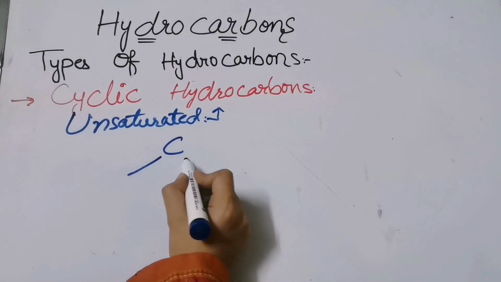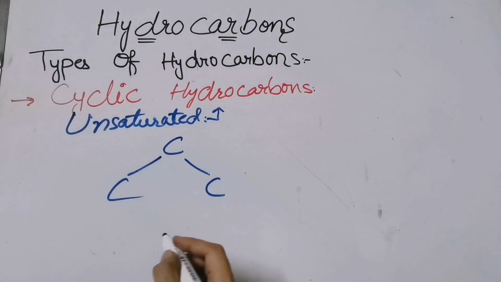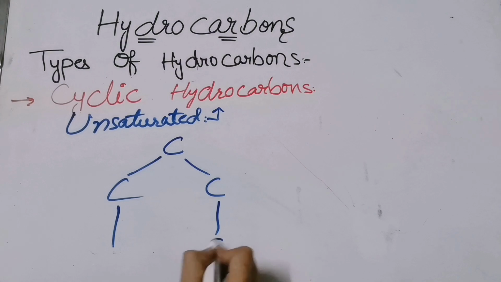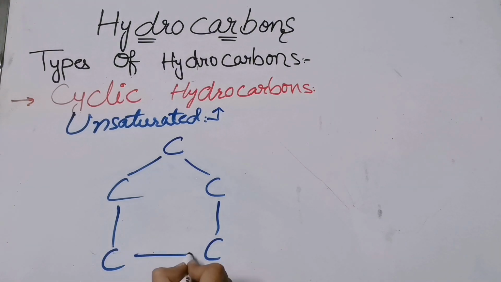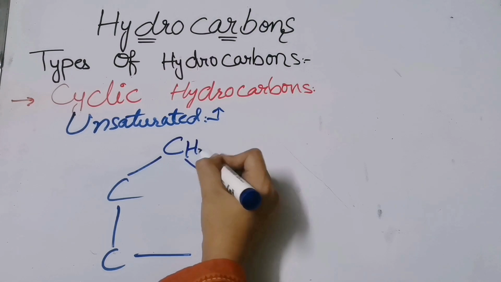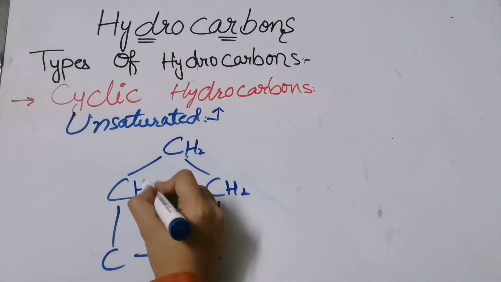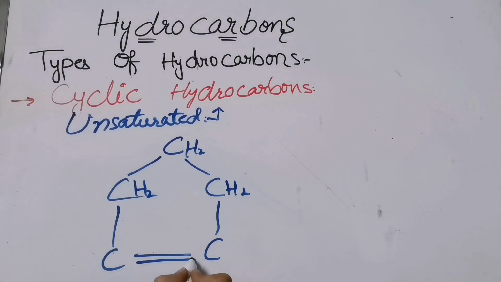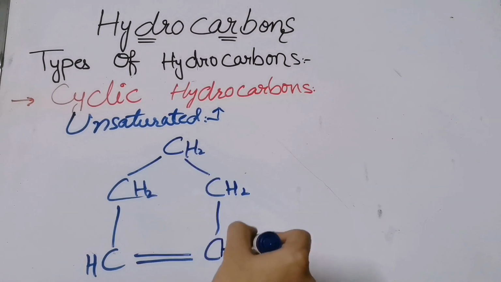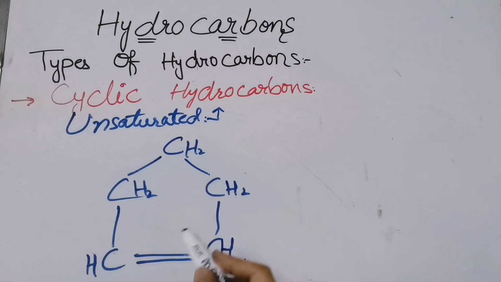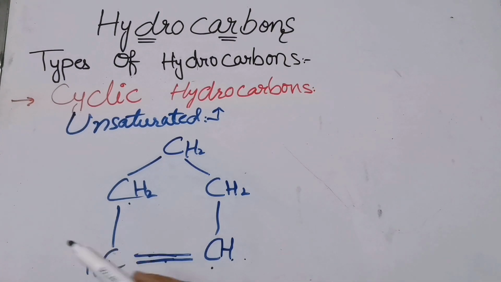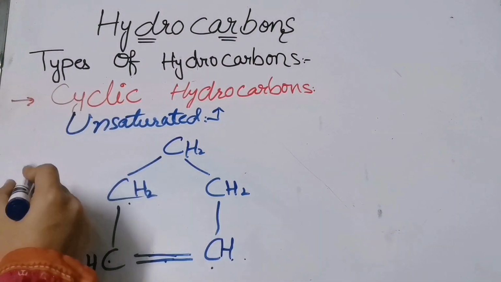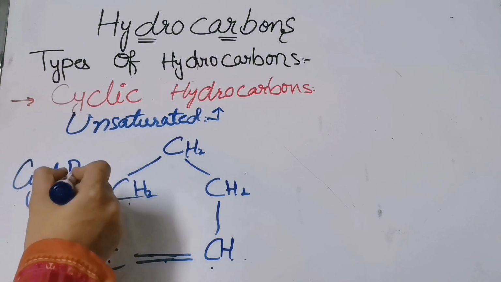See over here. Right? Now here it will be CH2, CH2, CH2 and here we will draw the double bond. You can draw double bond anywhere. So here it will be CH and CH. So this is the structure for the cyclopentene. Why we are saying it pentene? Because it is having 5 carbons, and ene because it is having double bond. So its name will be cyclopentene.